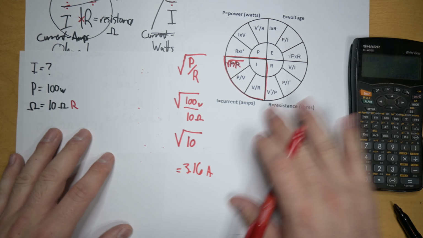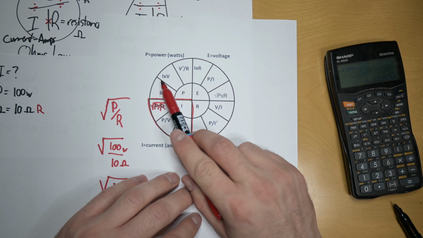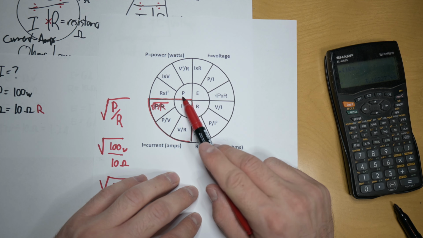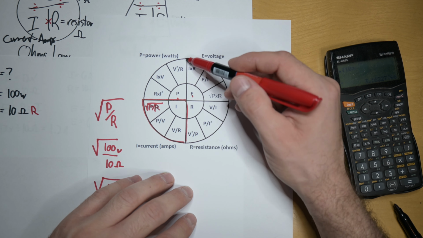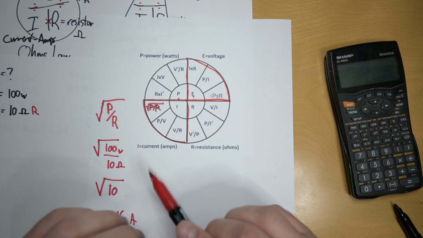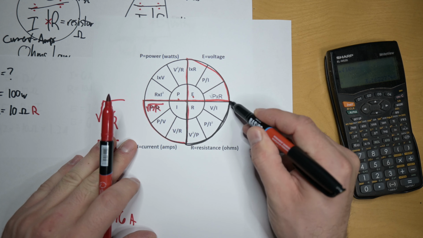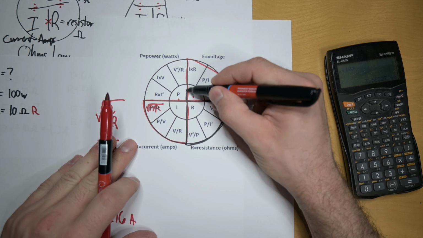And it works very much the same way for any portion of the power wheel, where you just have to look for your knowns to find your unknown. So if we're looking for our voltage, we could use any of these formulas here. If we're looking for our resistance, it would be any of these formulas here. Looking for our power would be these formulas.